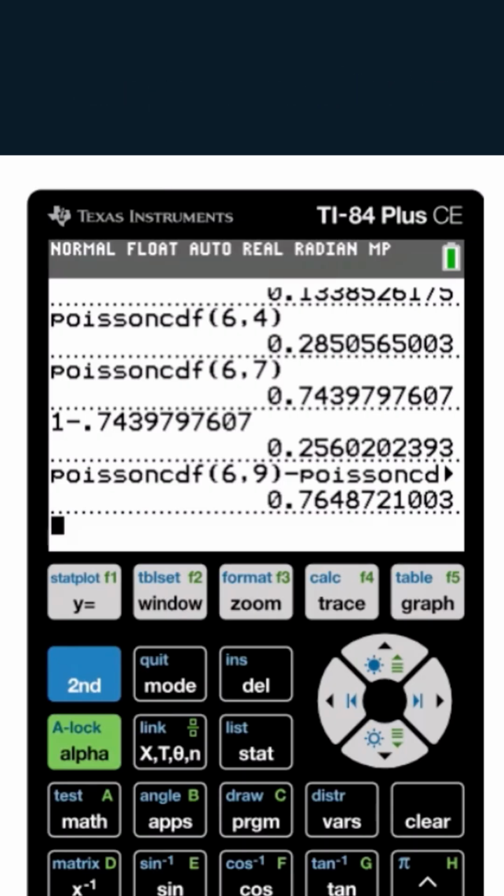You just mastered Poisson on the TI-84. Tiny intervals, tiny surprises, big statistical power.